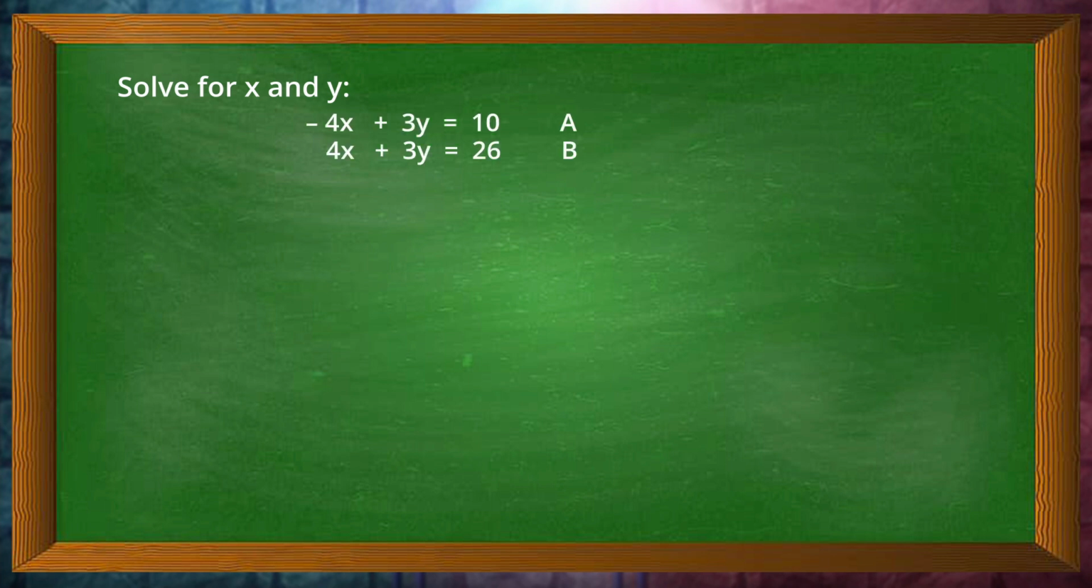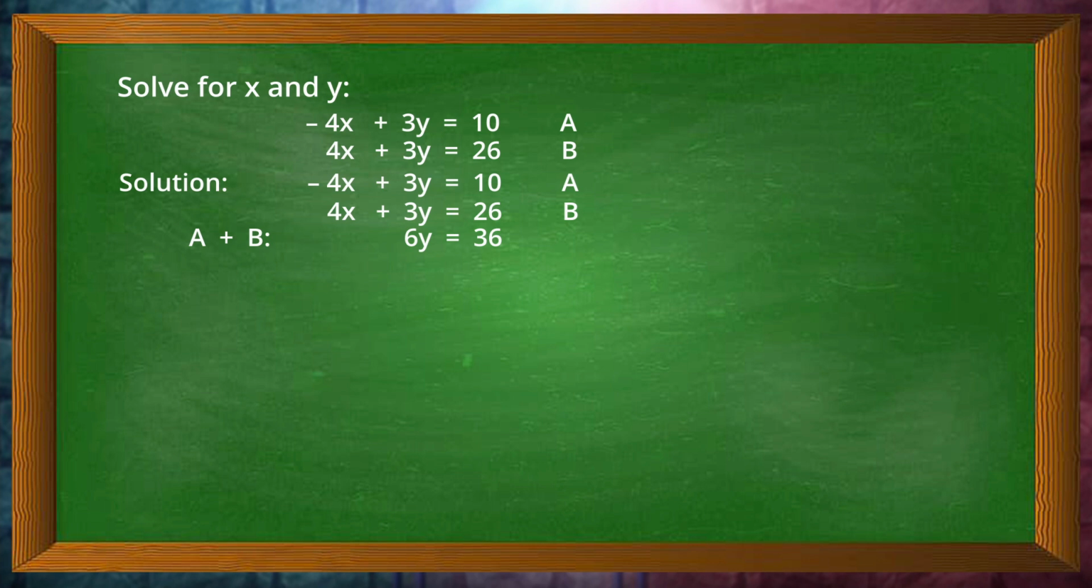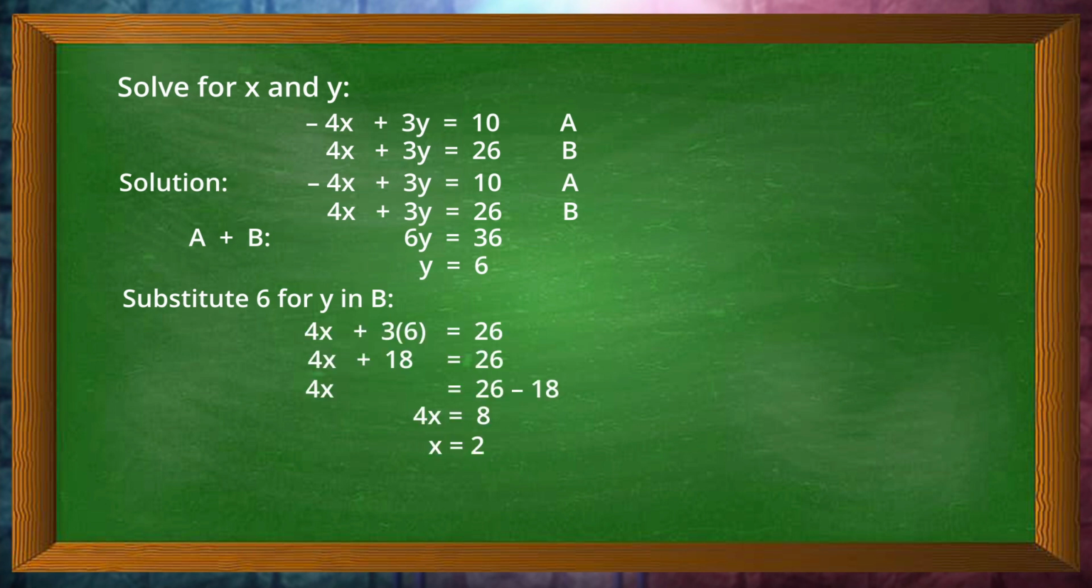Did you realize that the x terms are additive inverses? If you add the equations together, the x term will be eliminated, leaving 6y is equal to 36. Dividing both sides by 6 gives the solution as y equals 6. Now that you know the value for y, substitute 6 for y in one of the equations to solve for x. I would choose to substitute it into B. The working is shown and you should see that x ends up being 2.